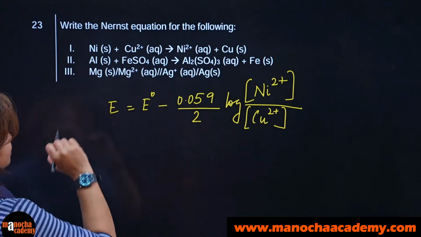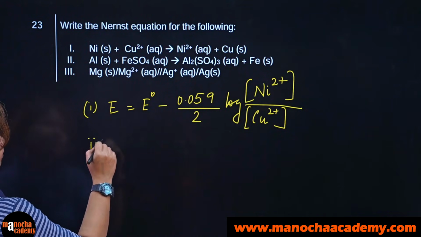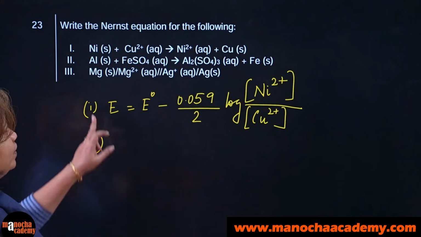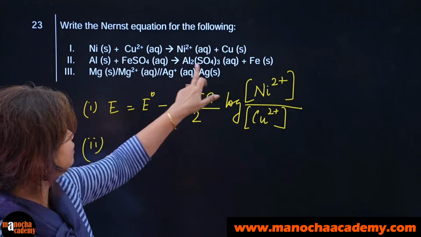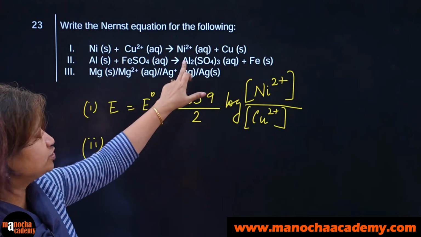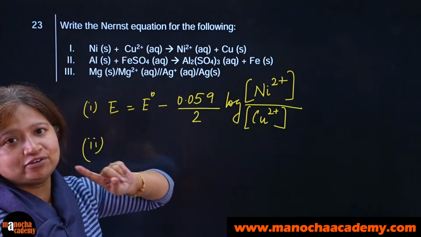So, simple as that, this is the first one. Coming to the second one. Now, aluminium to aluminum sulfate means 3 electrons are getting exchanged, right? But Fe2+ to Fe, 1 electron is getting exchanged.